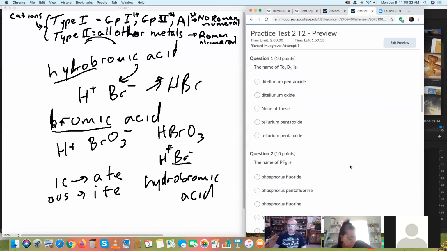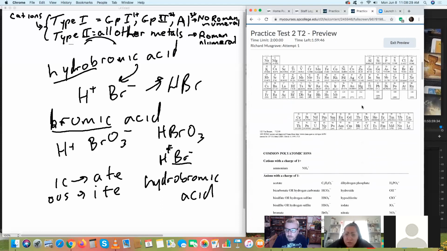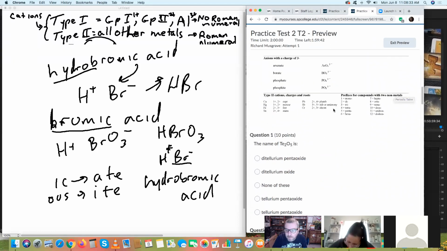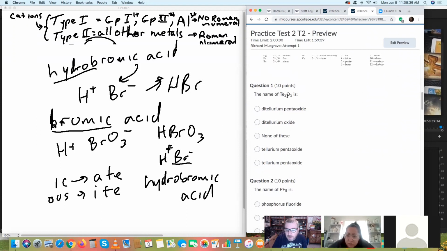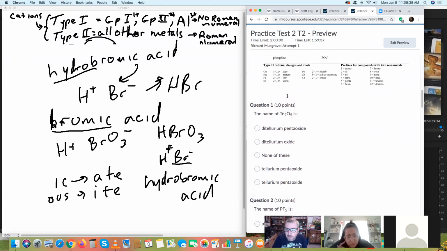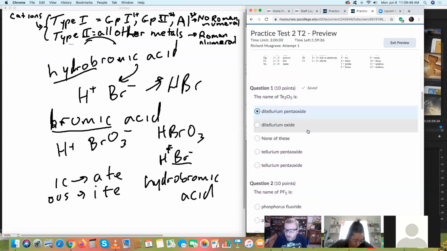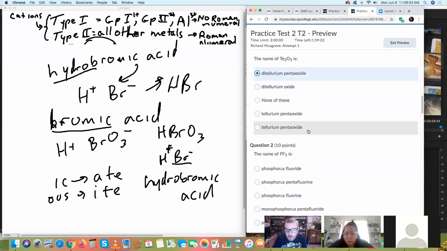Okay, so let's look at this one here. Question 1. So that's 2 nonmetals, Te and O. And you can see Te and O over here. And that's why we know we need to use the prefixes. So that'd be ditellurium pentoxide. You guys okay with that, both of you? Yeah, I'm okay. Ashley, you're okay?